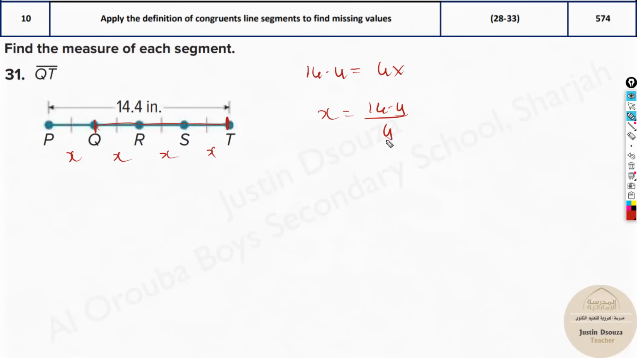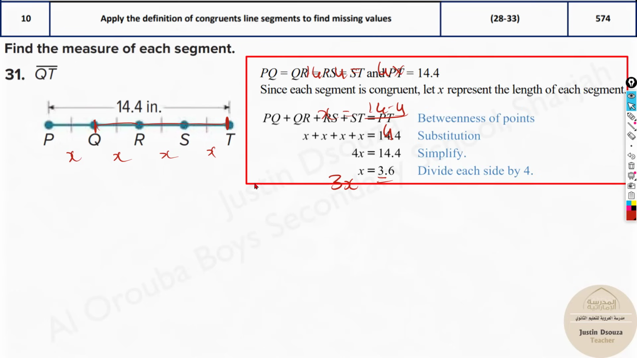Now you need to do this by yourself. It's over 3 less than 4. So once you get that, multiply that answer times 3. So whatever answer you get, multiply it 3 times and that will be Q to T. So that is one way to do it.